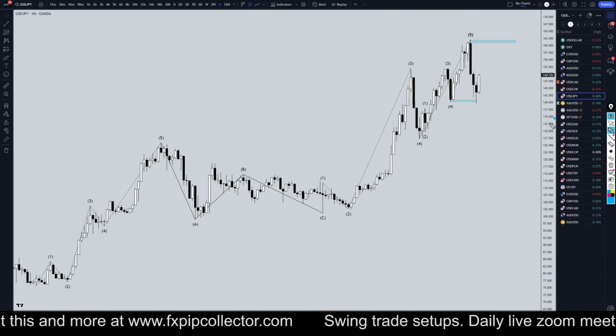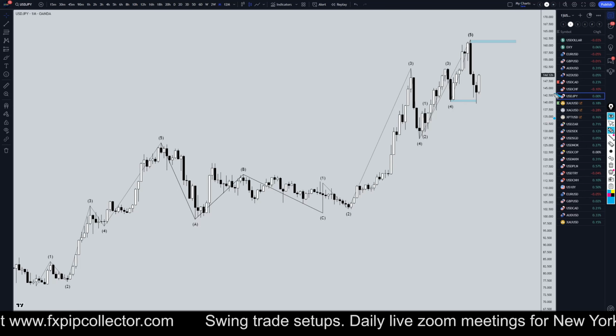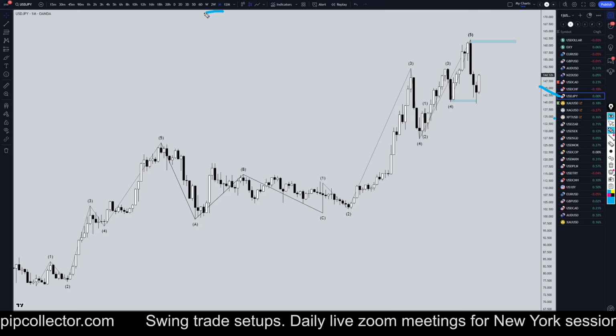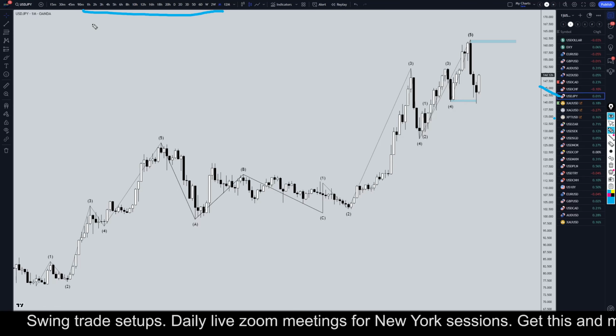Today is Thursday, October 17th, and I'm going to be analyzing the US dollar yen, starting on the monthly, working my way all the way down to the 1 hour time frame for the full top-down analysis.